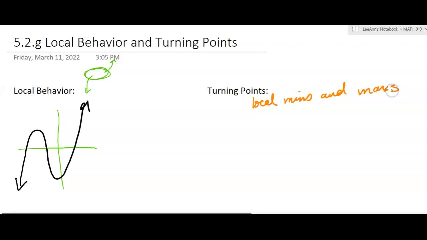So we've already done that terminology. Right here's a turning point and here's a turning point. So it's where it's changing from increasing to decreasing or from decreasing to increasing. So this function has two turning points.